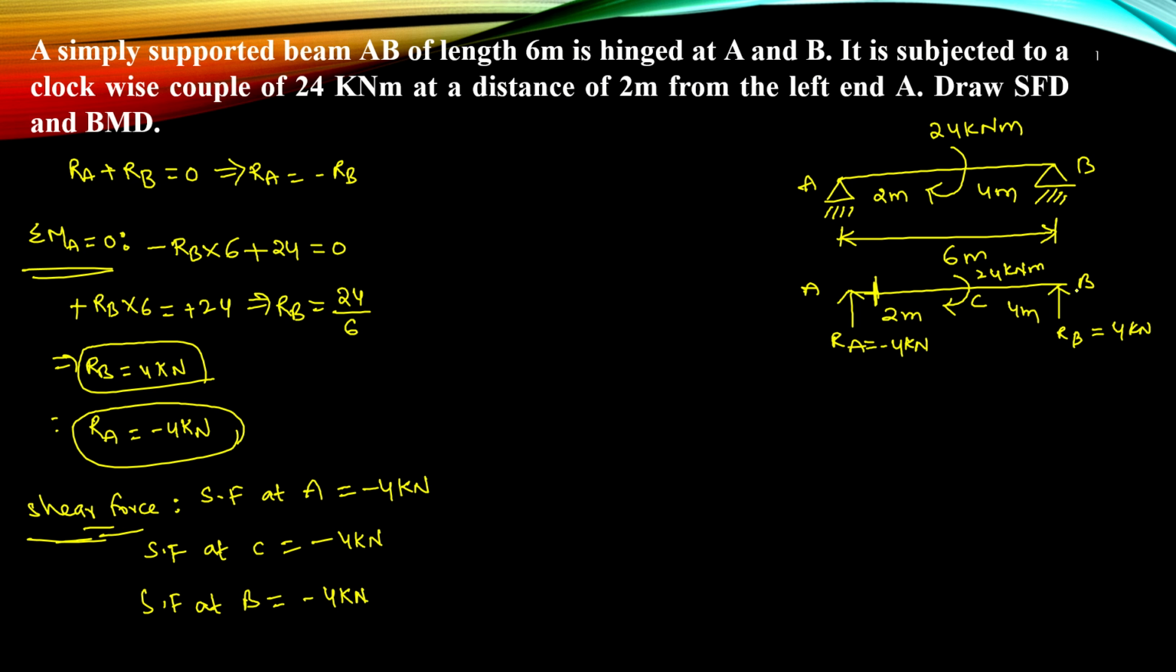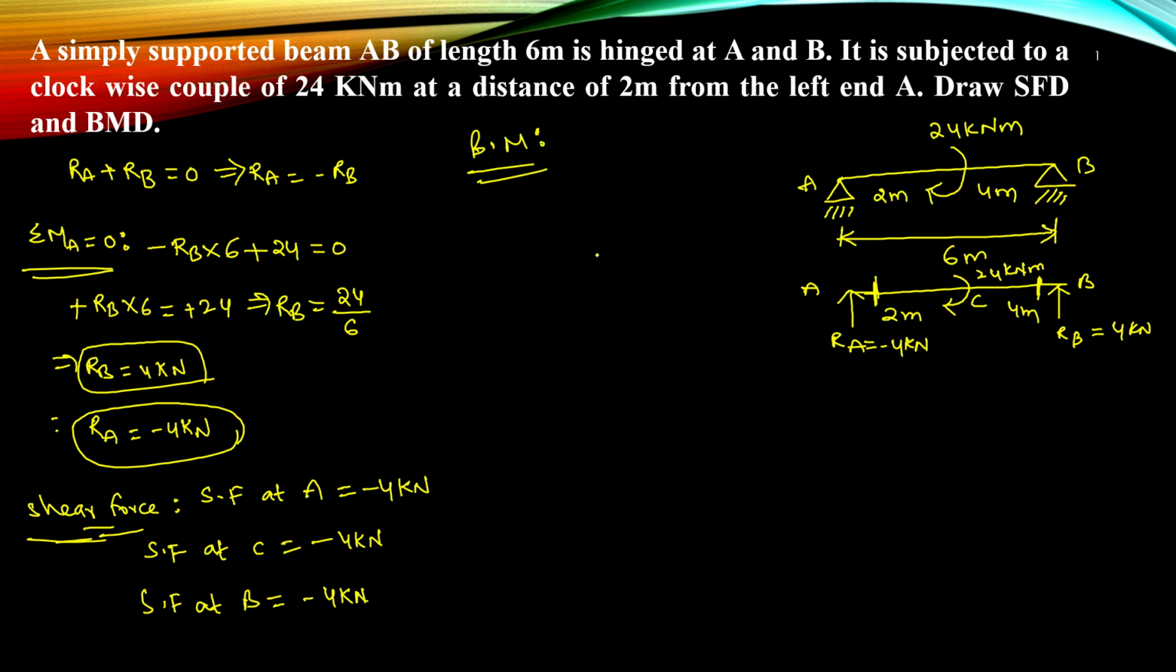Otherwise, when you're calculating shear force at B, you just stand at this point. Right side of my section, RB, upward on the right side is negative, so it is again minus 4. So like this we will write the shear force. Next we will calculate the bending moment.